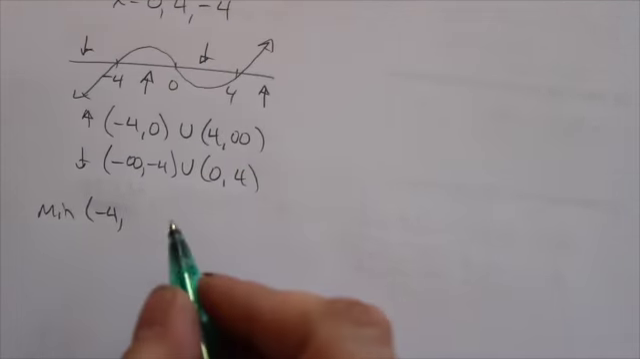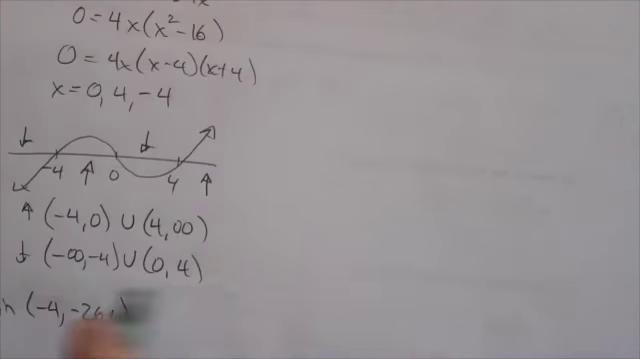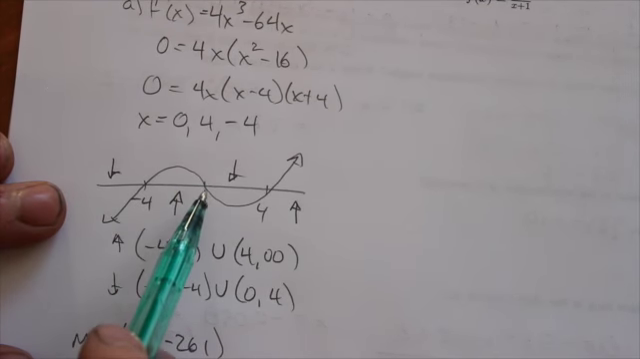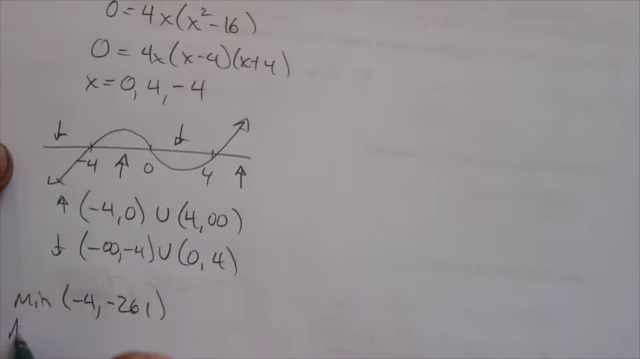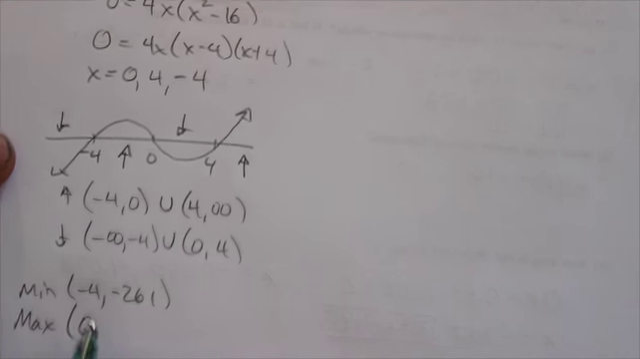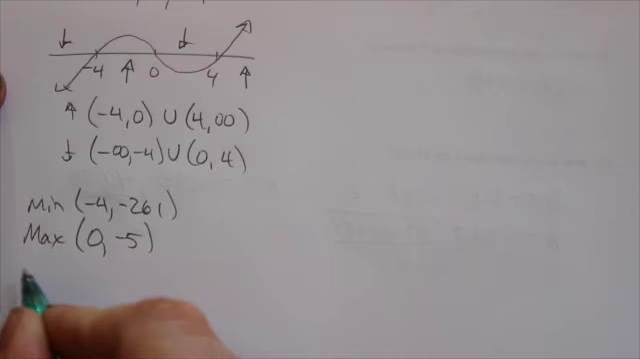To get the y-coordinate, I simply go back up to the original function and evaluate it. I've already done that for us, so I'm just going to put that value down there, negative 261. At 0, on either side of 0, I'm increasing to the 0 point and then decreasing afterwards, which makes that a maximum point. And then again, I'm going to take my 0 and plug it back into the original function, and that's going to give me the maximum value of 5.